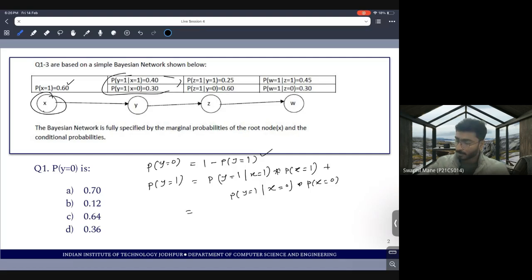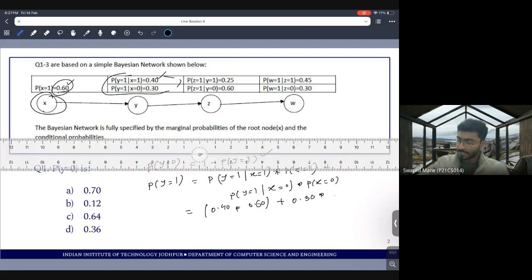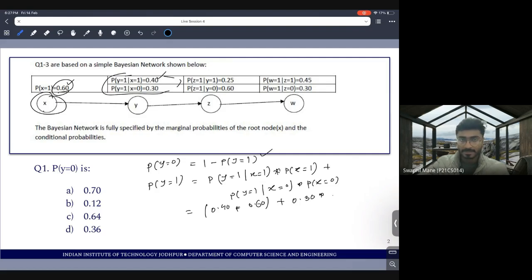So here, the probability of y is equal to 1 given x is equal to 1, we get as 0.40. Here it is multiplied by the probability of x is equal to 1, which is 0.60, plus the probability of y is equal to 1 given that x is equal to 0. That probability is 0.30, times the probability of x is equal to 0. How are we calculating the probability of x is equal to 0? That is 1 minus the probability of x is equal to 1, that is 1 minus 0.60, which gives 0.40.